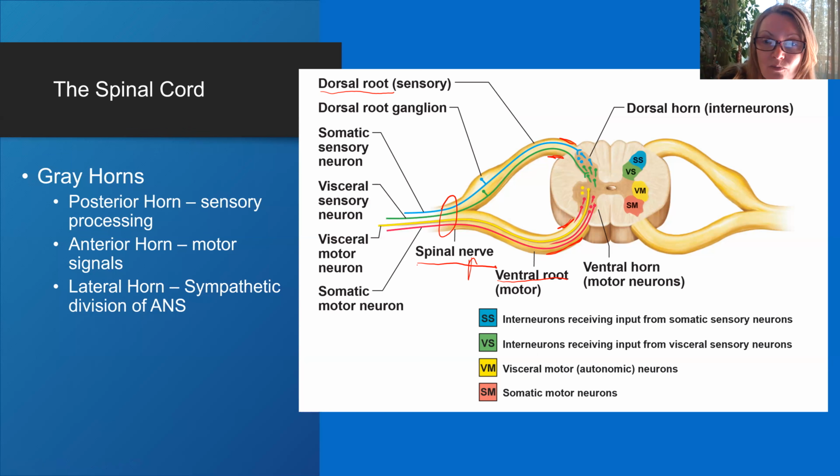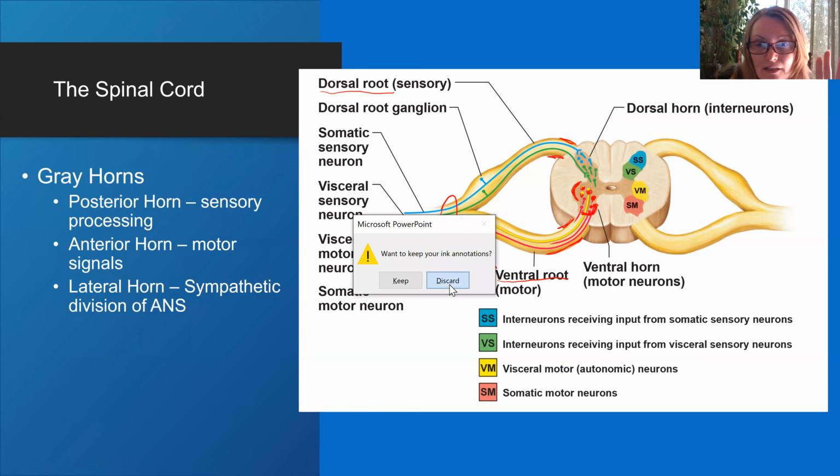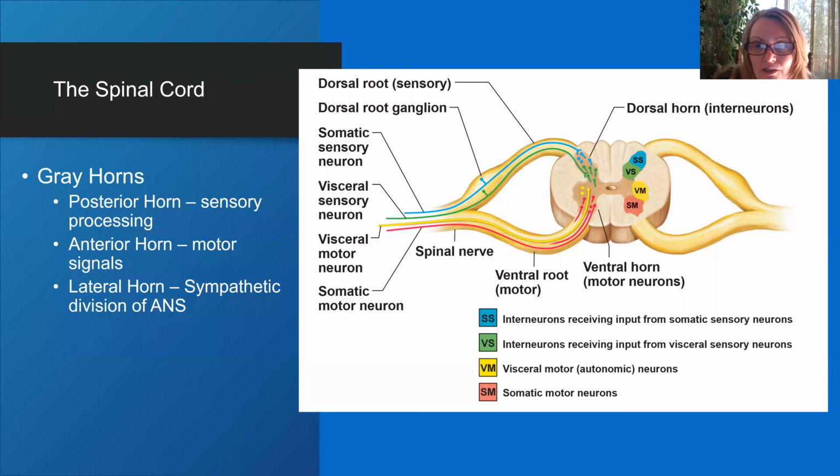The cell bodies of motor neurons, both somatic and autonomic, are found in the gray matter: somatic are found in the anterior horn and autonomic are found in the lateral horn. Now, I made everything the same color. That is not good, right? So let's do it again. You see this is the anterior horn, and we have red dots, and those are somatic motor neurons. And this is the lateral horn, and we have yellow dots, and those are visceral motor neurons.